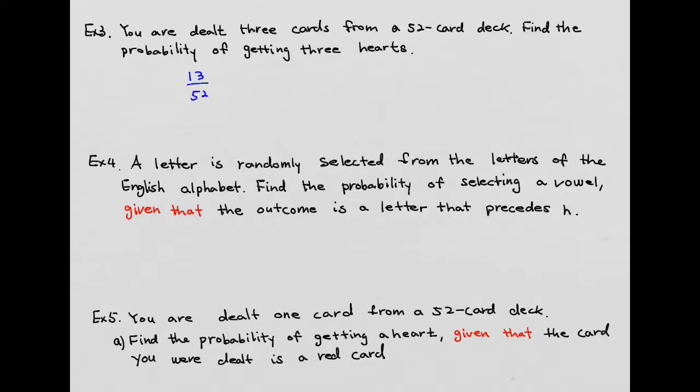And we're picking 3 cards. So this is what happens when I pick a card for the first time. For the second time, I only have 12 hearts remaining out of 51. And the third time that I can pick a heart is going to be 11 out of 50. When you multiply all this and change to decimal, it's going to be 0.0129. Or if you multiply and reduce, it will be 11/850, and that's going to be your probability.